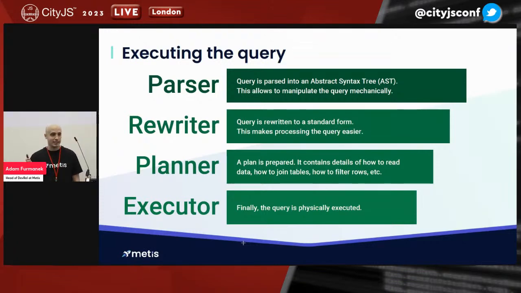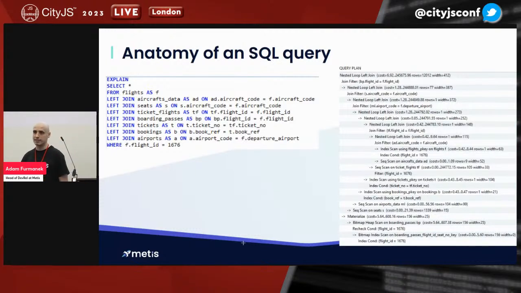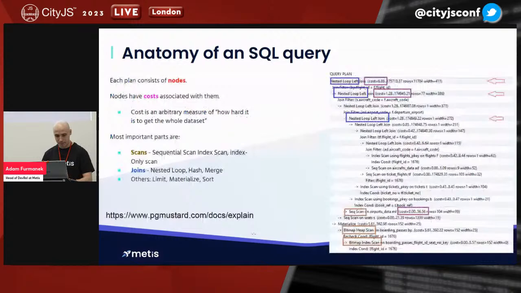What is the plan? Let's see it in action. If you, for instance, take Postgres, you can add the explain keyword at the very top of your SQL query, and this is going to show you the query plan that we see on the right. And this query plan explains everything that's going on, what's going to happen with the query. If we now dissect this plan a little bit, we can figure out that each row is a node that explains some kind of operation.